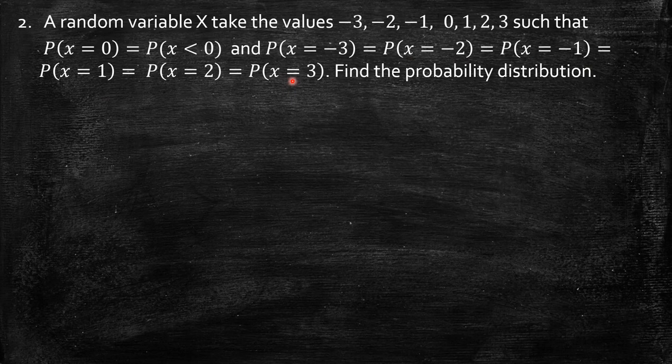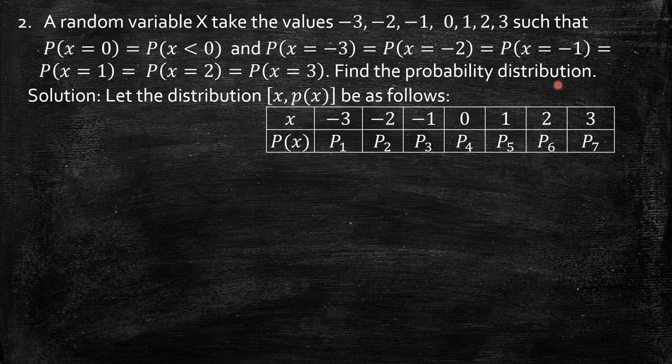So that means the probabilities of x taking the values -3, -2, -1, 1, 2, 3 are equal, and the probability of x equal to 0 is equal to the probability of x taking negative values. Now, using this data, find the probability distribution. Let me assume the probabilities as p1, p2, p3, p4, p5, p6, p7. So we have the distribution table here.